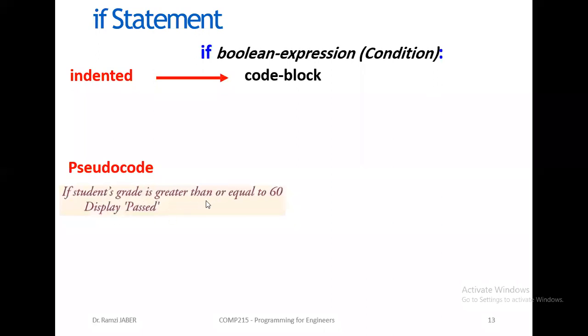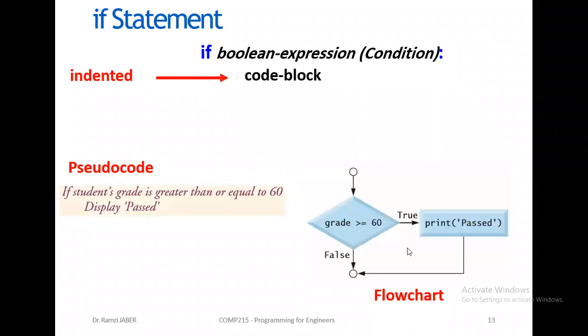If the student's grade is greater than or equal to 60, display passed. In the flowchart, the diagram is a rhombus, which means a condition. If grade is bigger than 60, if it's true, go right. If it's false, continue. Don't go left, because it's an if statement. Continue to the next step. So if it's true, do anything here: action, code blocks, body of if, and then the next step.